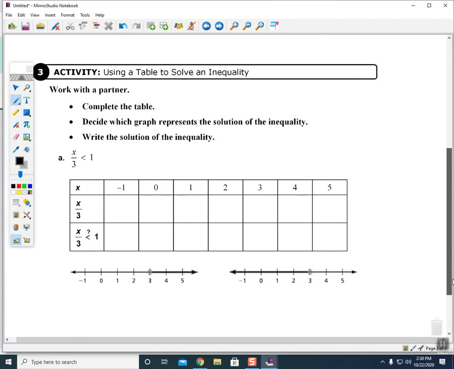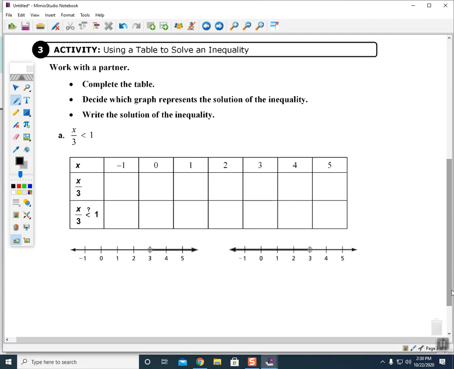Okay, so let's go down here. We're doing the same thing but with division this time, right? So I would have x over 3. When x is negative 1, I have negative 1 over 3. 0 over 3 is just 0. Then I would have 1 over 3, 2 over 3, 3 over 3 is 1, 4 over 3, and 5 over 3. So then I have to look at, is negative 1/3 less than 1? Yep, sure is. 0 less than 1? Yes.